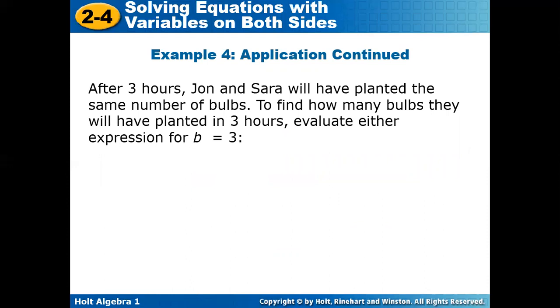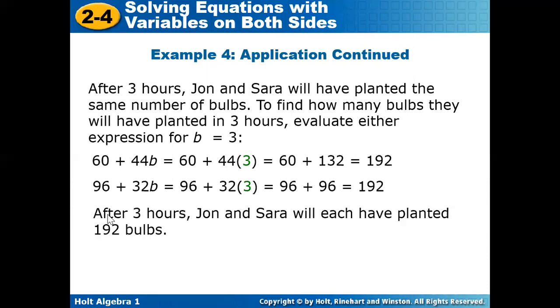Now, the second part of that question asked us to find out how many bulbs that would actually be. So we have to go back to our equation and we have to plug in 3 anytime we see b. And we can do it for either of the equations. In this case, we'll do it for 60 plus 44b. So after 3 hours, John and Sarah will each have planted 192 bulbs, right? Because for each of the equations, we just plugged in 3 for b. So John planted 60 bulbs and then 44 bulbs per hour for 3 hours gives us his original 60 plus 44 times 3. His original 60 plus the 132 he planted in those 3 hours gives us 192.